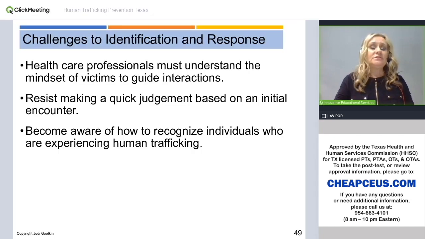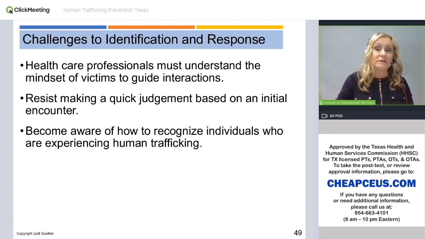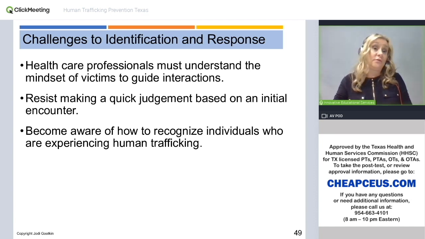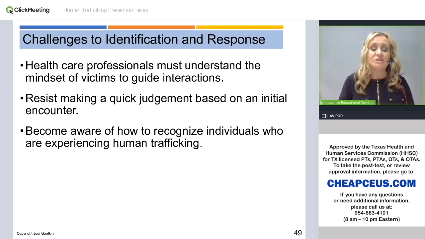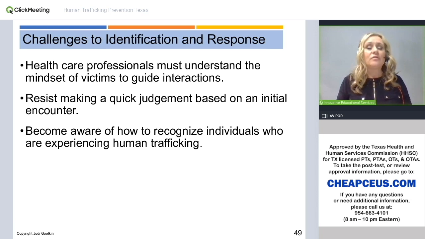This presents challenges to identifying and responding to the potential victims. They are not likely to ask for help. They don't reach out. They've been coached on what to say, how to carry themselves, and they're afraid not to do that or feel like they have no other choice. We need to resist making a quick judgment because of that and really pay attention and put all the pieces together. Building trust over time allows the individual to feel more comfortable sharing information about their experiences to us as clinicians so that we can gather the whole story.